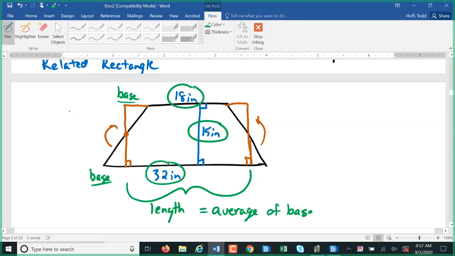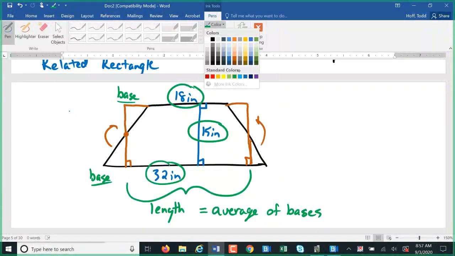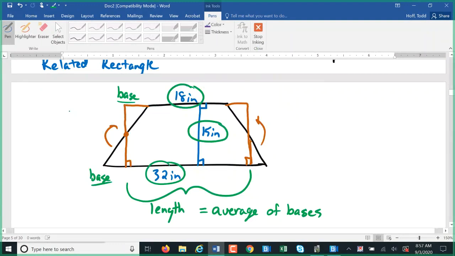Well, how do I find the average of a number? Average is found by adding the two numbers together and dividing by 2. So I'm going to take my 18 inches and my 32 inches, and I'm going to divide by 2. Well, 18 plus 32 is 50. Divided by 2 is 25. So this length here is 25 inches.